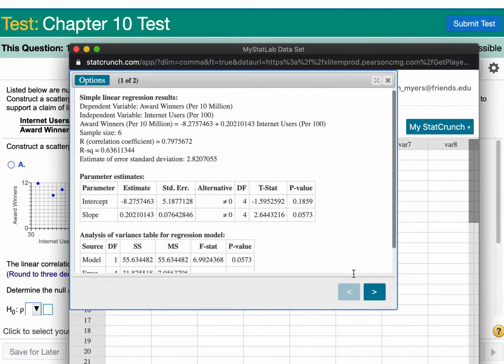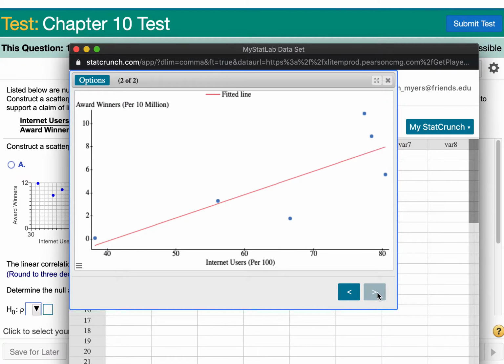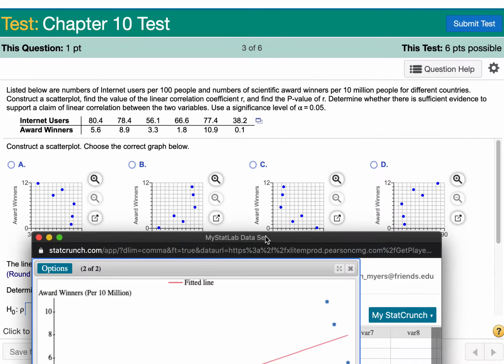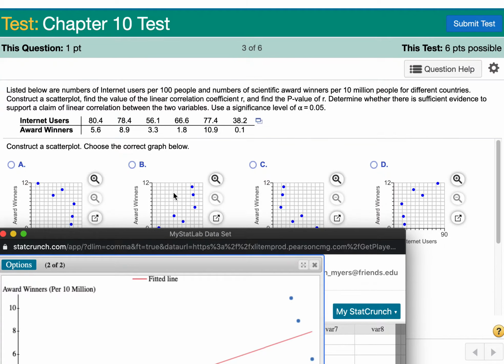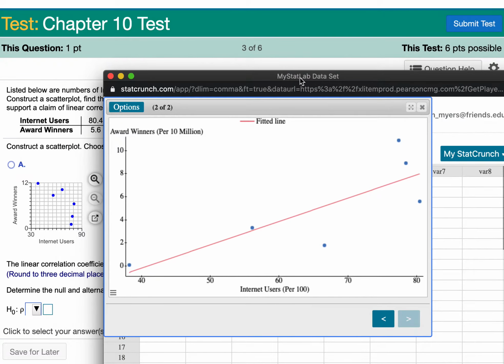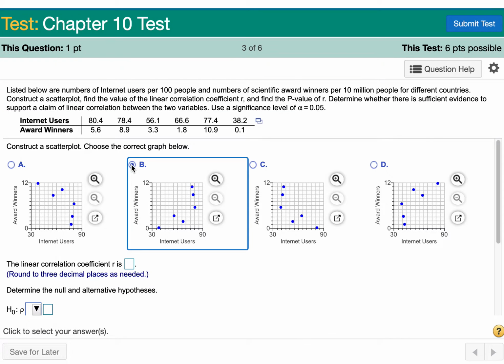Oh, so actually, let's look at the graph first. So click on the arrow to go to see the graph. Now notice those three little dots. They make a unique pattern. So let's look for the scatter plot that has those three little dots like that. The only one that has them just like that is graph number B. So we use the graph in StatCrunch to help us recognize the correct graph below.